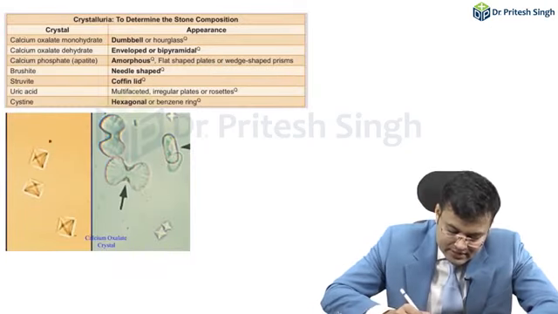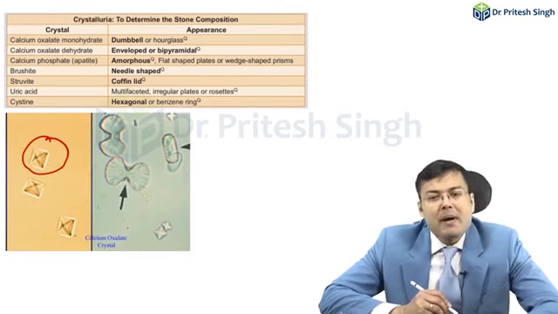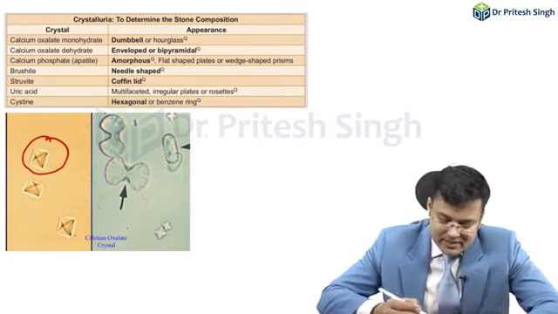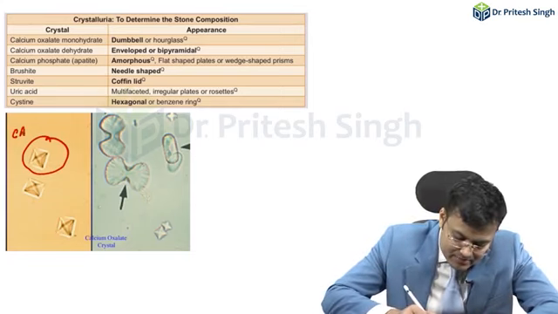Now first have a look at this. This is enveloped, bipyramidal or envelope shaped crystal, and it is seen in calcium oxalate.